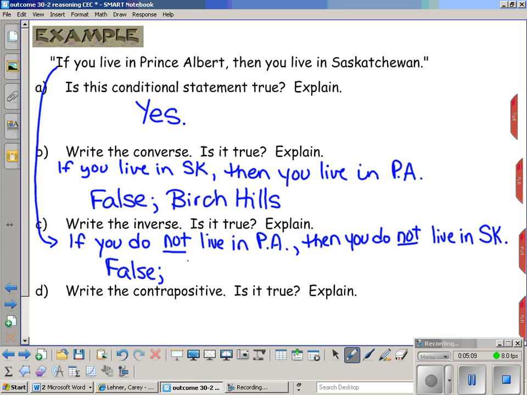We might live in Shellbrook. You might live in Holbein. You might live in Swift Current. There's lots of other places that you might live in Saskatchewan.